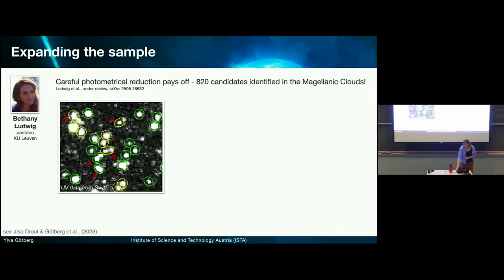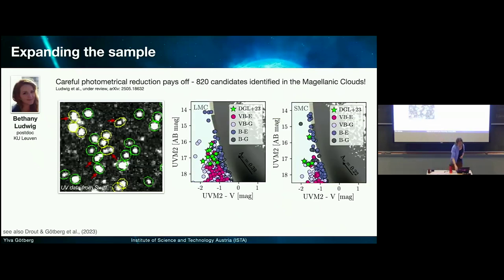And one thing that you can see here that shows why you need careful photometry reduction, it's very annoying, is that sometimes aperture photometry captures more than one source. So, yeah, it's very, very annoying. But she managed to identify here, okay, I haven't shown you the color magnitude diagrams yet, but she managed to identify several hundreds of new candidates.